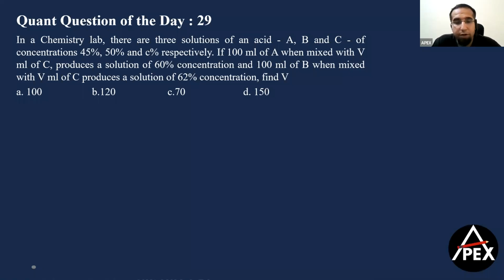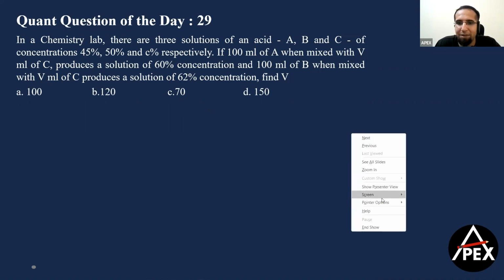Yeah, let's look at one more interesting question on mixtures this time. In a chemistry lab, there are three solutions of an acid, A, B, and C, with concentrations of 45%, 50%, and C% respectively. Fair enough. If 100 ml of A is mixed with V ml of C to produce a solution of 60%.